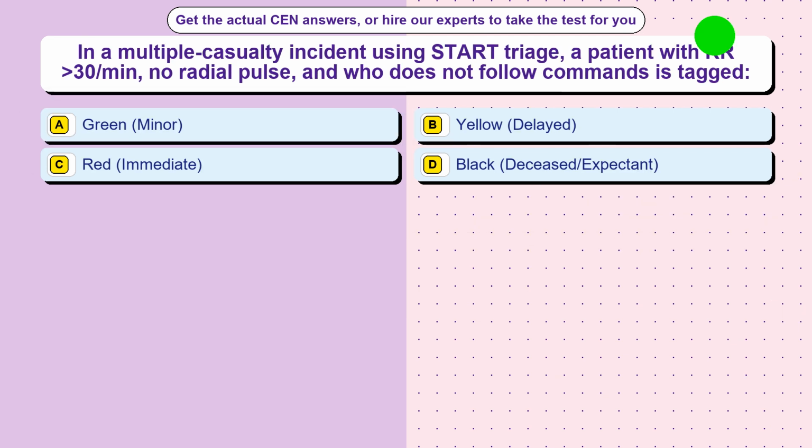Question 6. In a multiple casualty incident using START triage, a patient with RR 30/min, no radial pulse, and who does not follow commands is tagged. Option A, green, minor. Option B, yellow, delayed. Option C, red, immediate. Option D, black, deceased/expectant.